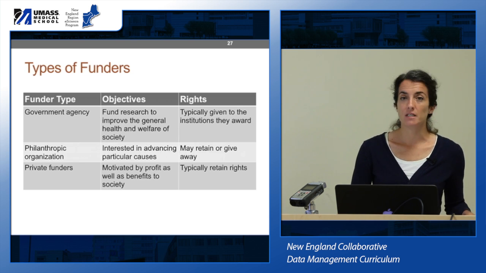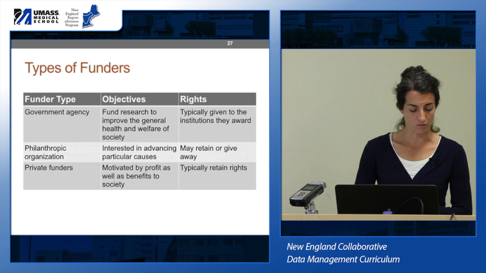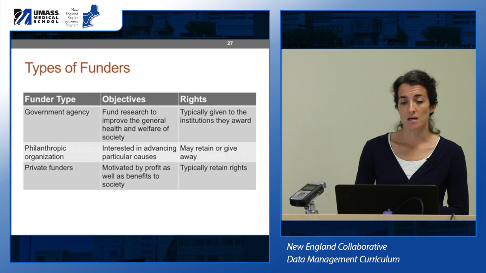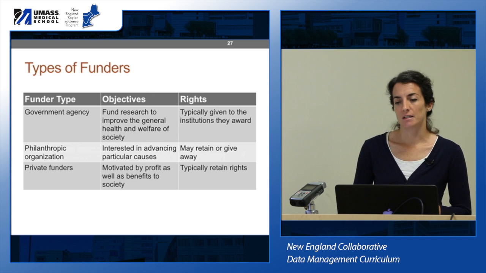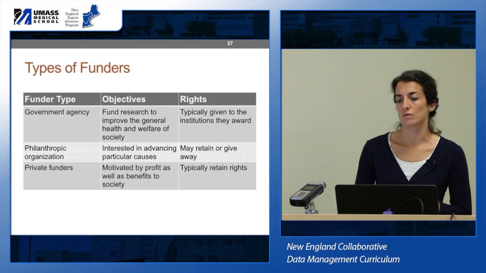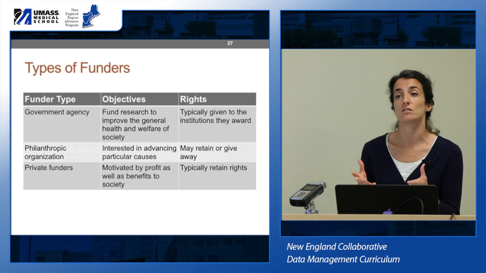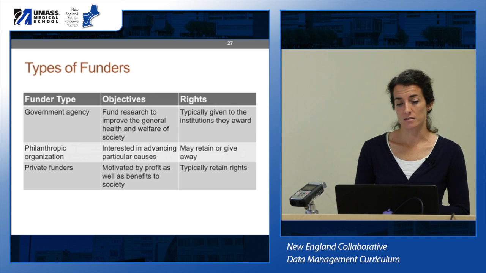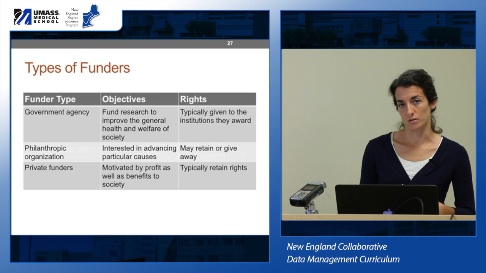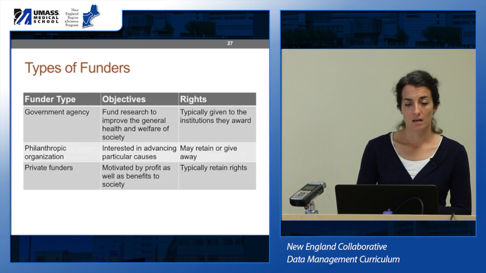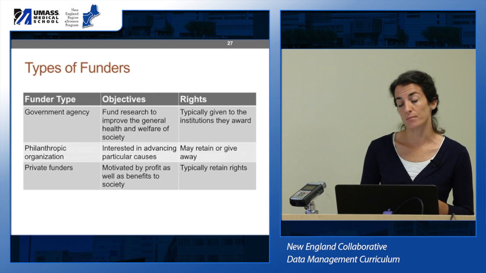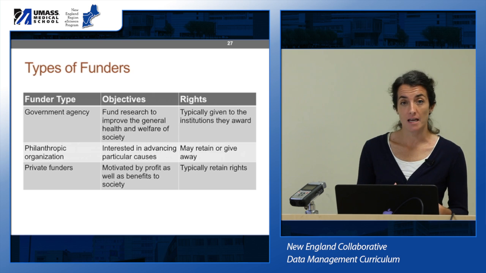So there's generally 3 different types of funders, and they each have different objectives for their research. So they're going to have different approaches to ownership. A federal funding agency, a government agency, is funding research to improve society, to improve the general health and welfare, and typically their rights to the products of research funded through them are given away to the institutions that they award. Philanthropic organizations are interested in focusing on a particular cause or issue. They may or may not give away their rights. They may want to hold on to their rights. And private funders or corporations are motivated as much by profit as they are by the benefits to society, so typically they are going to retain their rights.